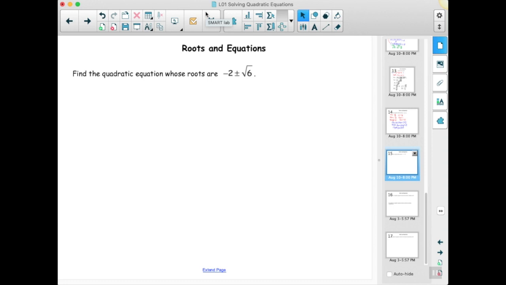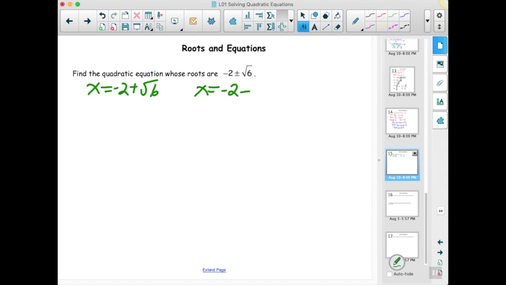Okay, I'm going to presume that you took some time to work this out on your own. I'm going to start the same way. X is negative 2 plus root 6, or x is negative 2 minus root 6. Those are the two roots, negative 2 plus root 6, negative 2 minus root 6. This gives me x plus 2 minus root 6 is equal to 0. Sorry, that's x plus 2. X plus 2 minus root 6 is 0. X plus 2 plus root 6 is 0.